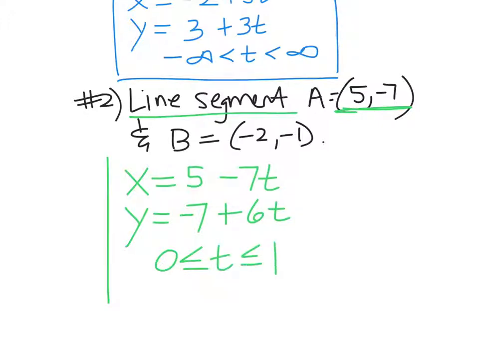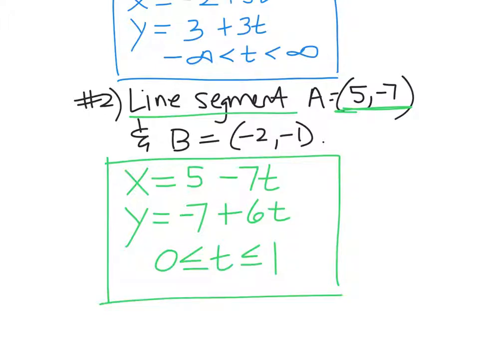Don't forget that. You'll get a point marked off for that because it's really important. Because if you didn't tell me a t, then I assume that it's -infinity to infinity. But this has t equals 0 at this point, and t equals 1 would be that point. And if you don't believe me, plug them in. Plug in t equals 0. What do you get? 5, -7. Plug in t equals 1. You'll get -2, -1. You get those points.